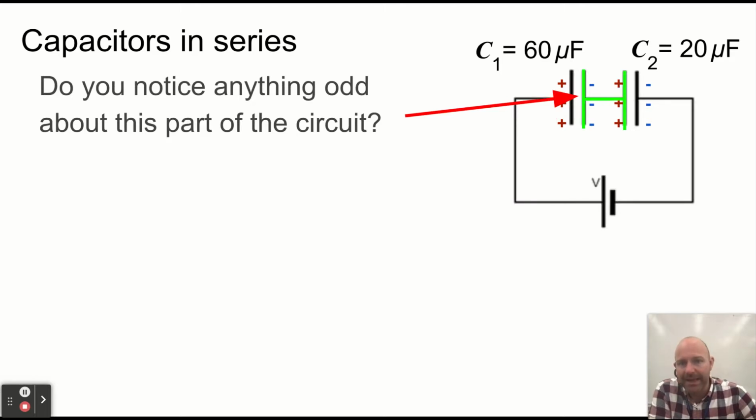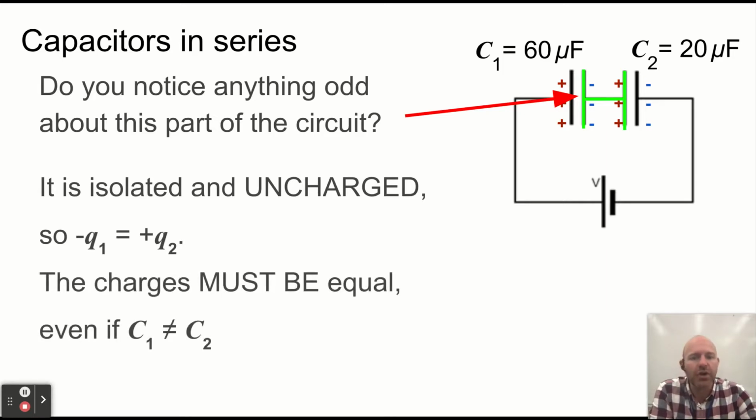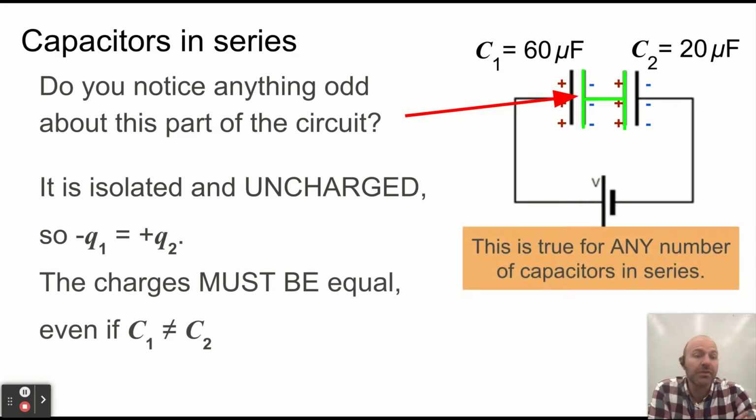And so what that means is this part of the circuit, right, is electrically neutral. It's uncharged. So negative Q1 equals positive Q2. So the charges must be equal even if the capacitances are different. And this is true for any number of capacitors in series. It doesn't matter if you just have two, like this picture, or a whole bunch.